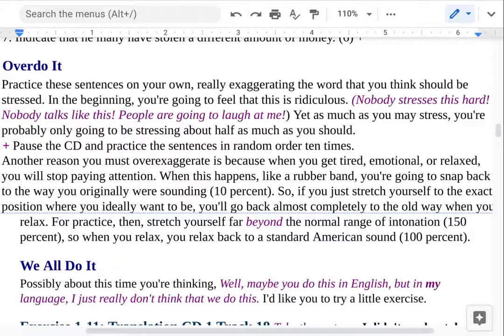Another reason you must over-exaggerate is because when you get tired, emotional, or relaxed, you'll stop paying attention. When this happens, like a rubber band, you're going to snap back to the way you originally were sounding, 10%. So if you just stretch yourself to the exact position where you ideally want to be, you'll go back almost completely to the old way when you relax. For practice, then, stretch yourself far beyond the normal range of intonation, 150% or so. So when you relax back to a standard American sound, 100%.